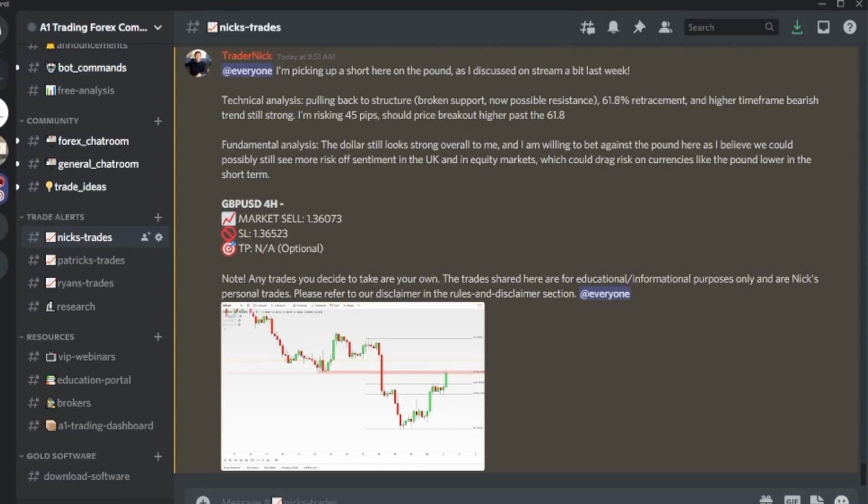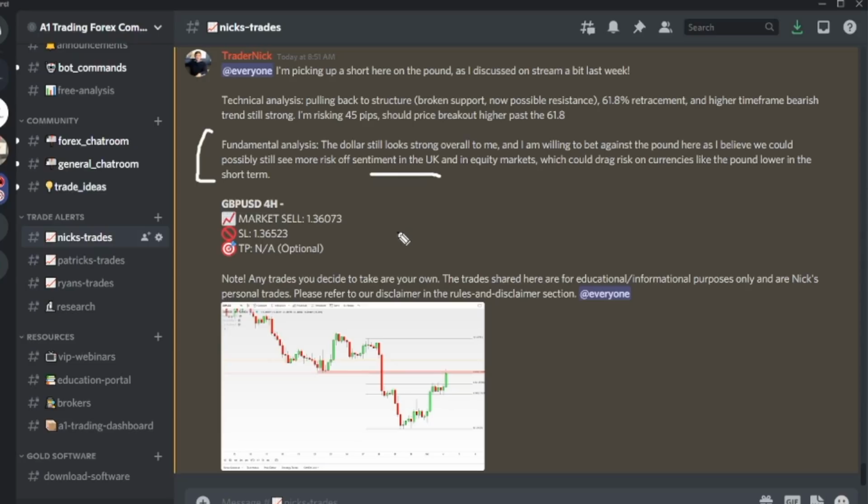So fundamental analysis, let me see if I can do a little highlighting here for you. Fundamental analysis right here. I said the dollar looks fundamentally strong still overall to me, and I'm willing to bet against the pound here, as I believe we could possibly still see more risk-off sentiment in the UK, which is having an energy crisis right now, which is not good for them.